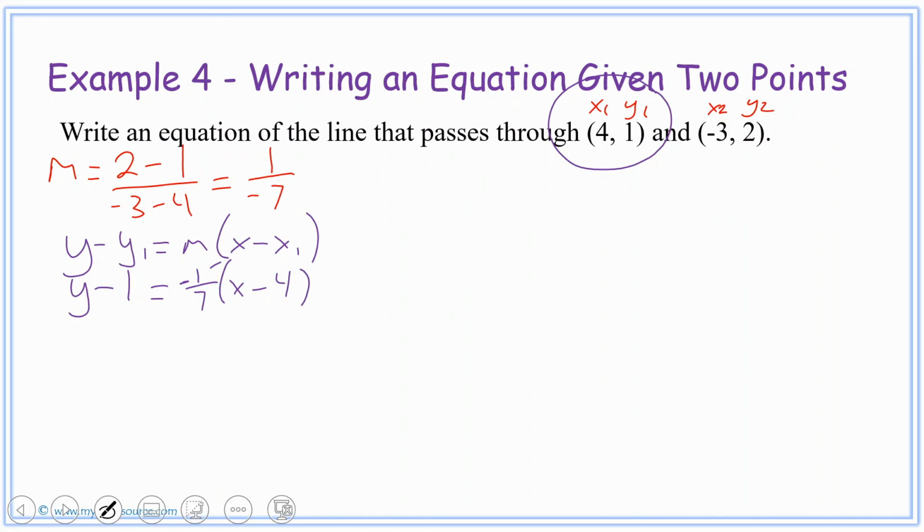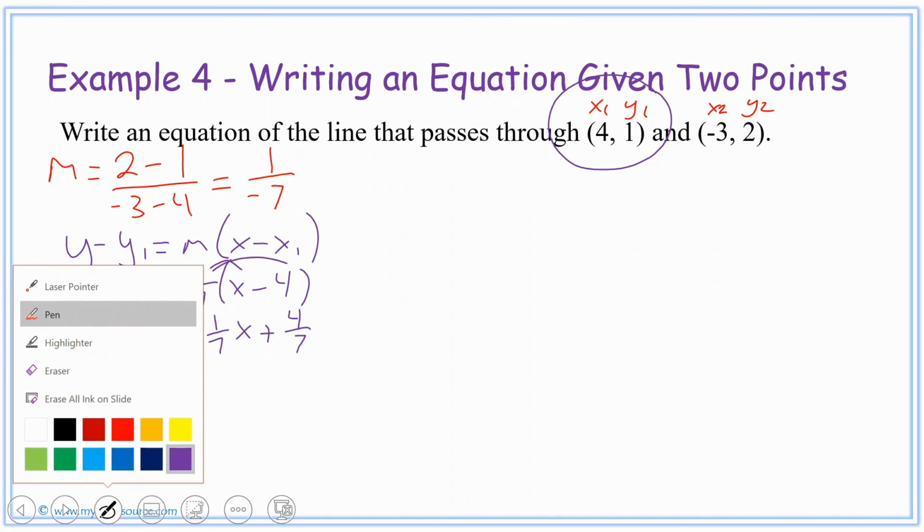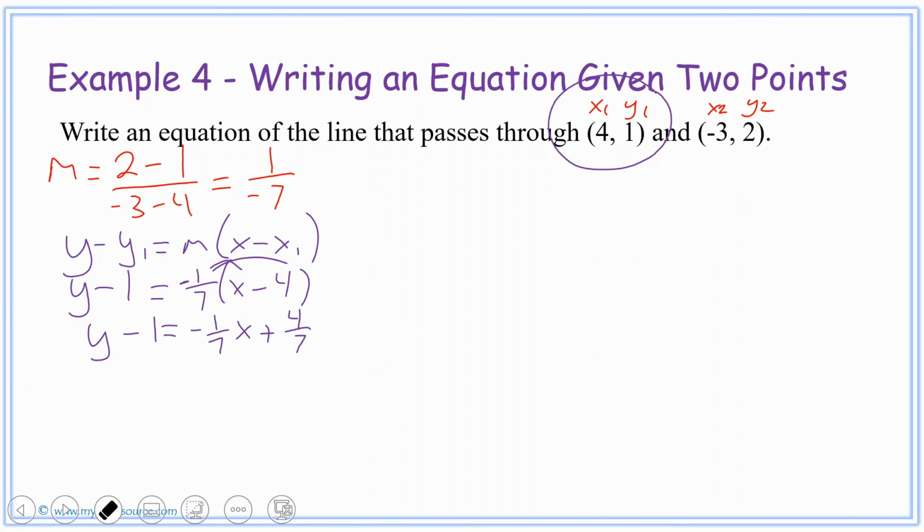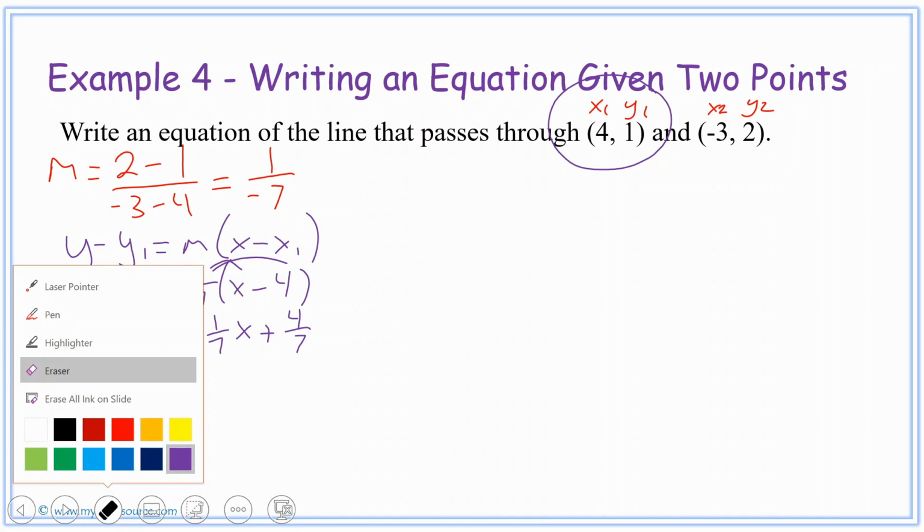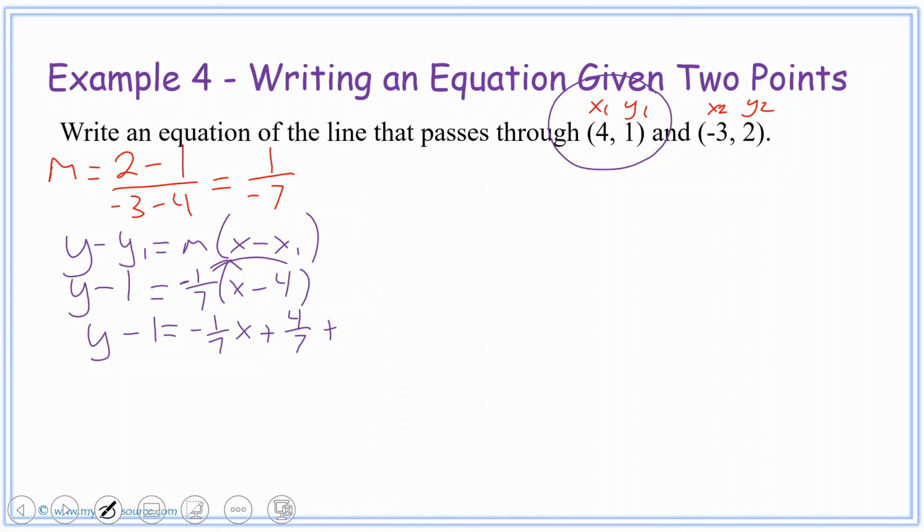All right, if we distribute in there, on the right side, we're going to have negative 1 over 7 x, or 1 over negative 7, either one. And then the 1, that's going to turn to a positive, and then we have there 4 over 7. Right? And on the left side, we still have y subtract 1. All right, so then we're going to add 1 on both sides, and just for space, I'm just going to write it right next to it. So we're going to have plus 1 over here.